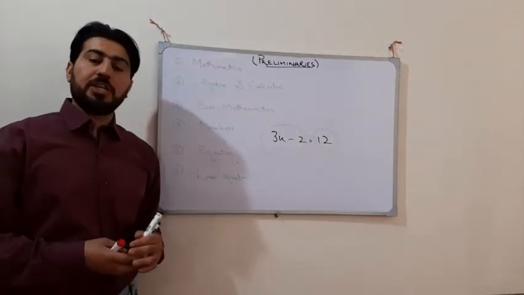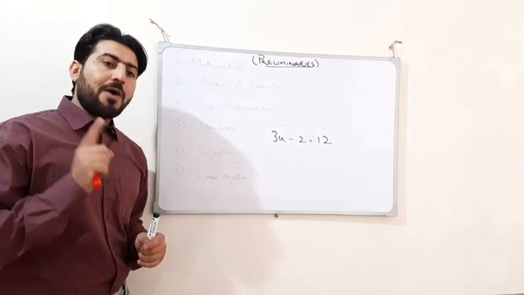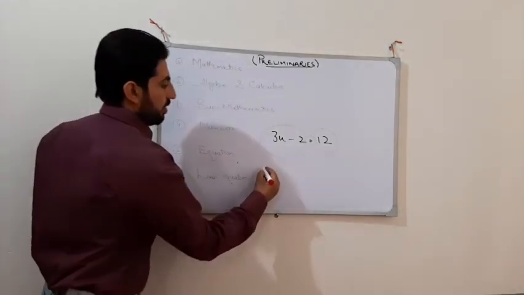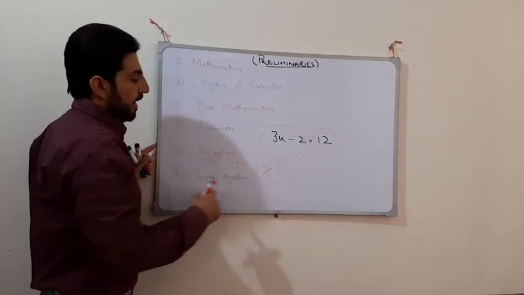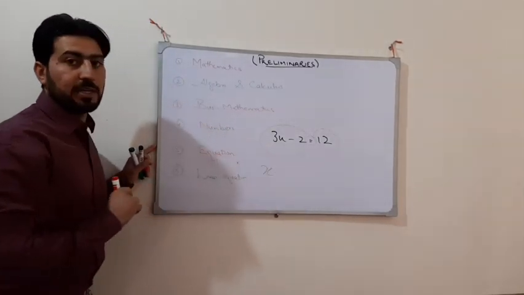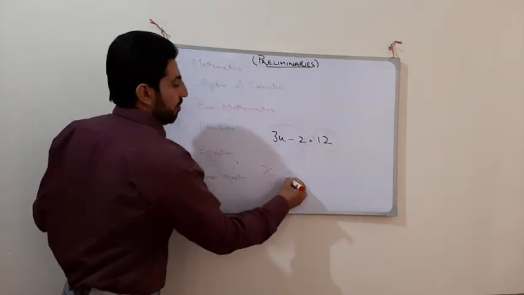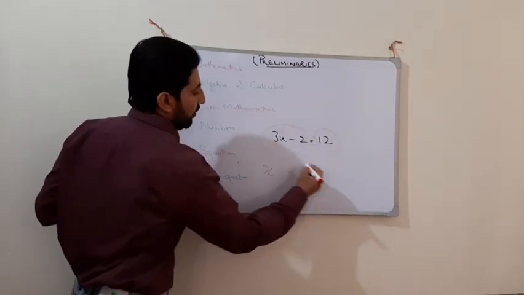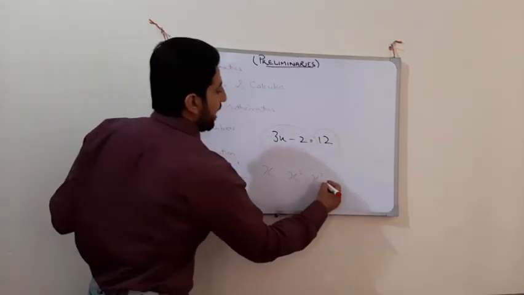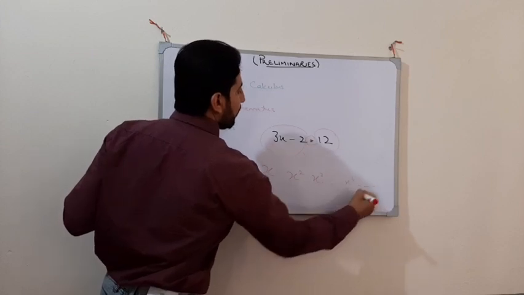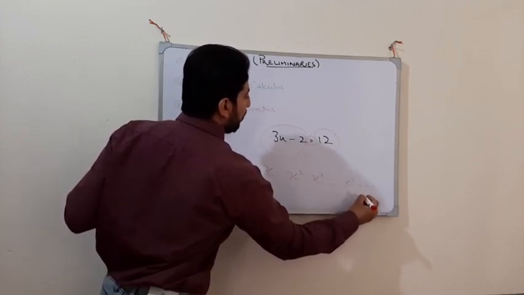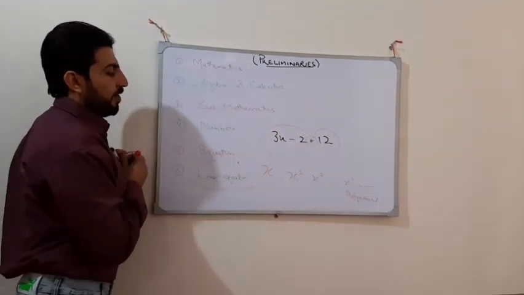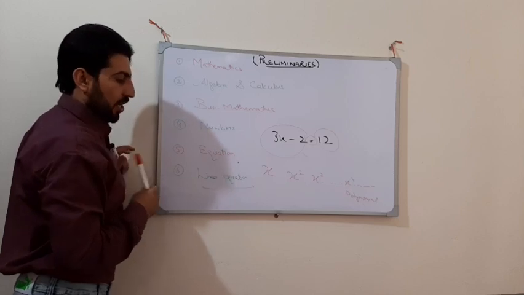Then we have with us linear equation. When the power of the variable is equal to 1, that is called a linear equation. X is there, its power is 1. Now it is called a linear equation. If the power becomes 2, then it is called a quadratic equation. If the power becomes 3, then it is called a cubic equation. And from 4 and onwards, it becomes a polynomial. So a linear equation is when the power of the variable is equal to 1.